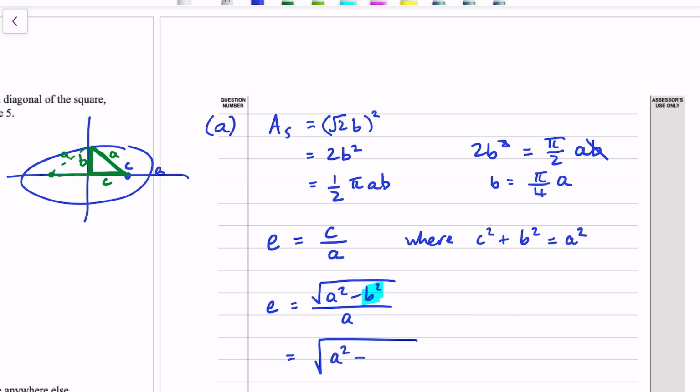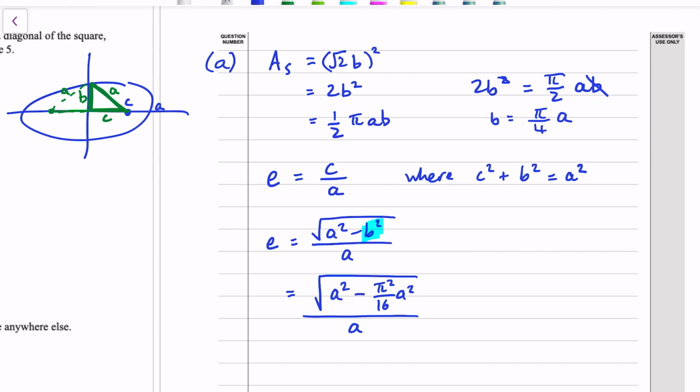A squared minus pi squared over 16 times a squared, all over a. There's a common factor of a squared underneath the square root. I can pull that out of the square root as an a and then cancel with the a in the denominator. So all the a's cancel and we're just left with the square root of 1 minus pi squared over 16. And if you work that out as a decimal, you can work out that the eccentricity is a number that's less than 1, and it should be because c is smaller than a. It turns out to be 0.6193.